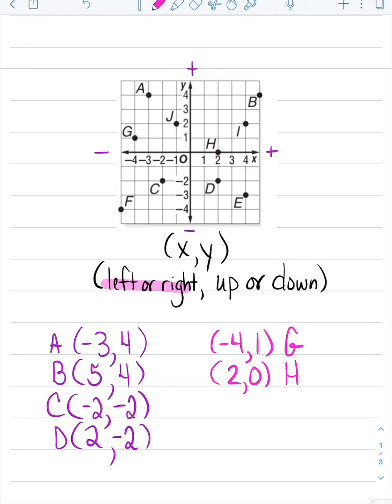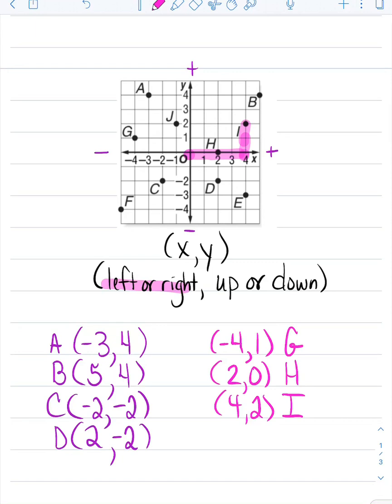Let's try a couple more of these. So let's say I give you 4, 2. So I start at the origin. My first number is +4. So x is +1, 2, 3, 4. And then my second number is +2. That means I go up 2, 1, 2. And when I stop, I notice I'm at point I.